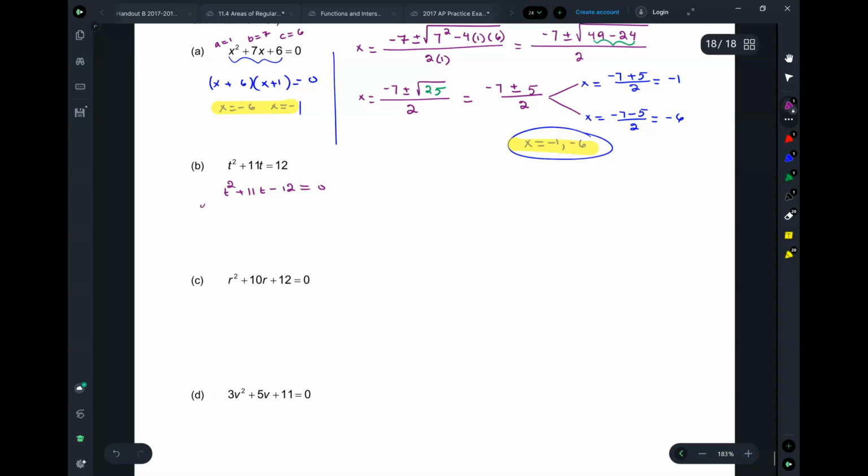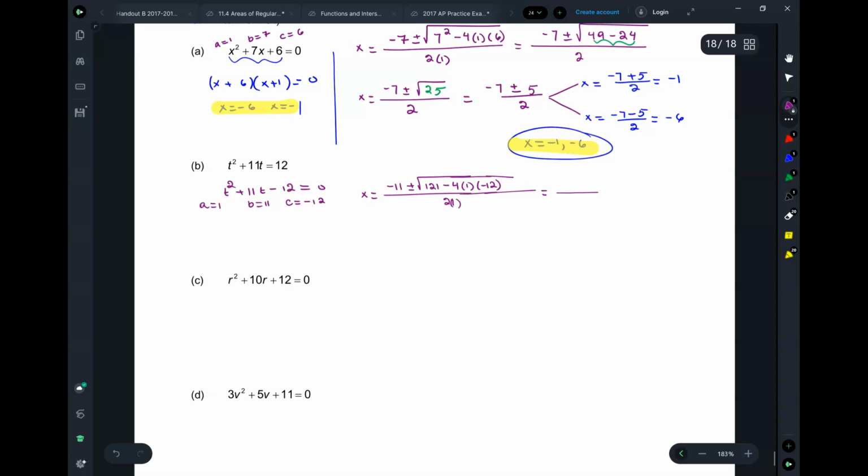Okay, what's A? 1. B is 11, and C is negative 12. So x equals negative b, which is negative 11, plus or minus the square root of b squared, 11 squared is 121, minus 4 times A, which is 1, times C, which is negative 12, all over 2 times 1.